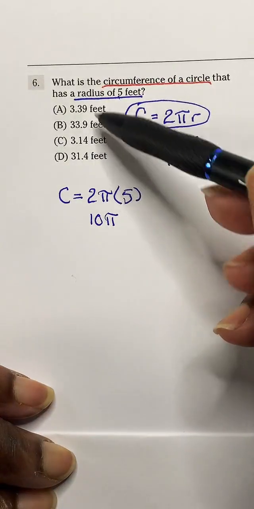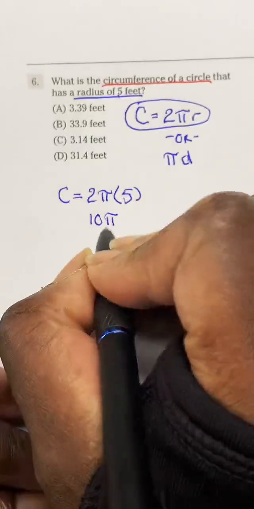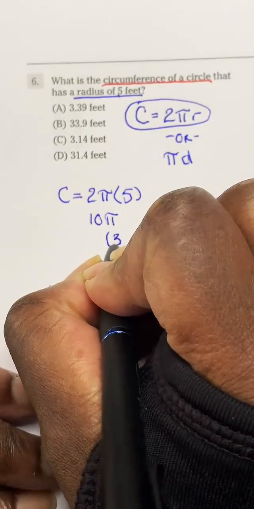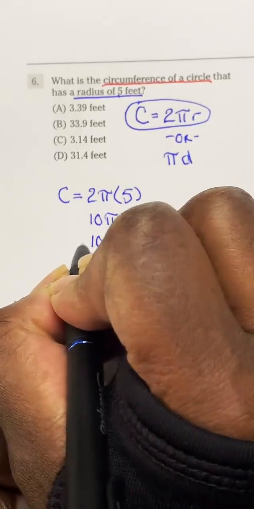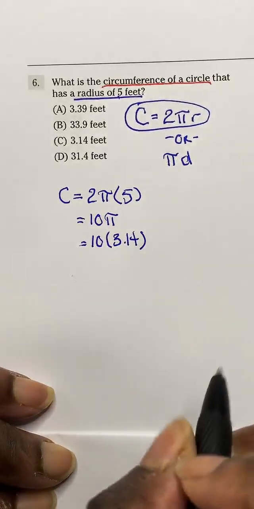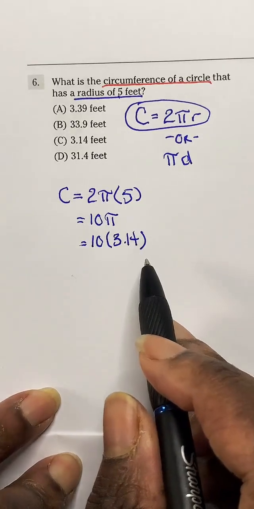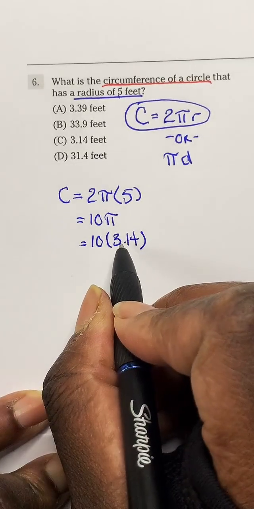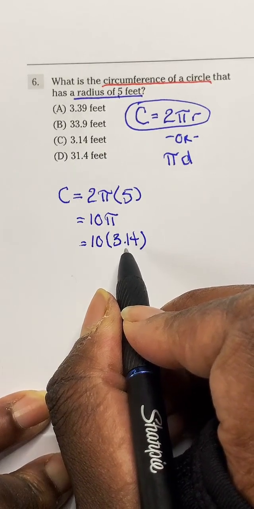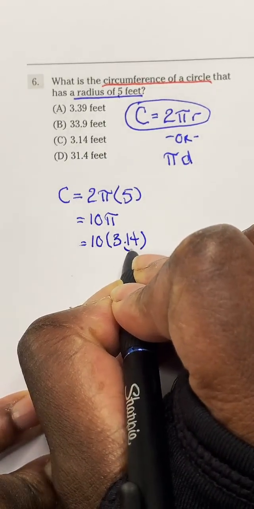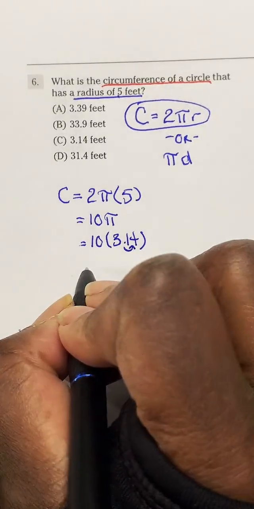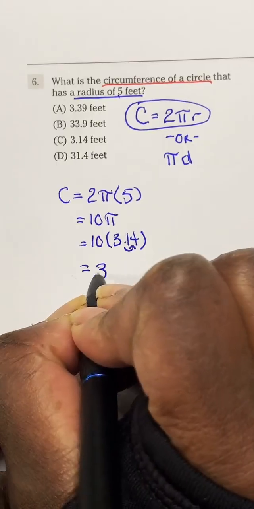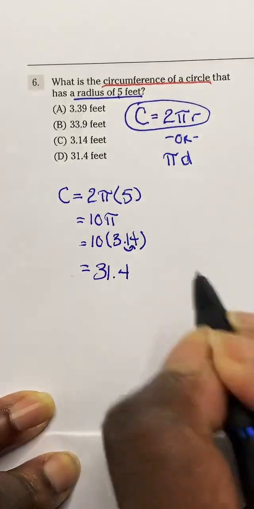Now, we know pi. Since my answers don't have pi involved in it, that means they want the decimal form, the one that we all know and love, 3.14. And if you're going to multiply 3.14 or 3 and 1400ths, that means I'm moving this decimal place over one place to the right. So this is actually going to be 31.4, which my answer will be D.